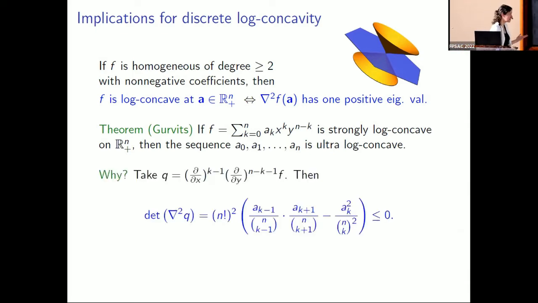And the proof is similar to the proof of Newton's inequalities. If you take enough derivatives of f to get down to a polynomial of degree 2, then you can take the determinant of the 2 by 2 matrix, which is its Hessian. And this 2 by 2 matrix should have one positive eigenvalue and one negative eigenvalue. And so in particular, its determinant should be less than or equal to 0. And if you actually do out that calculation, what you get is exactly the log concavity condition on the three consecutive coefficients, k minus 1, k, k plus 1.